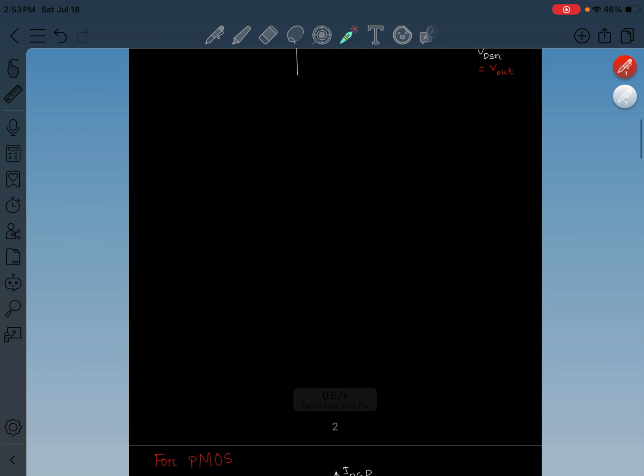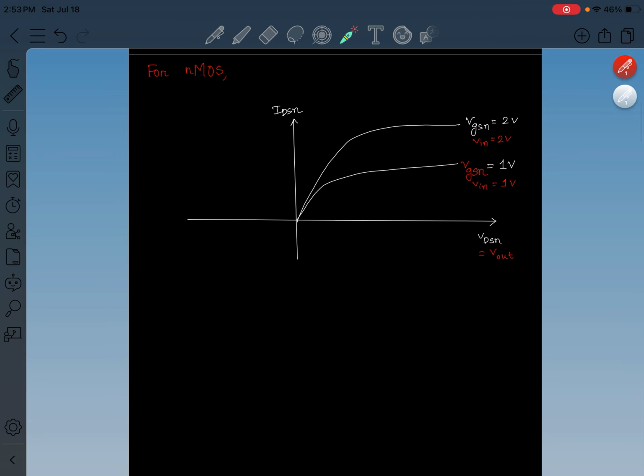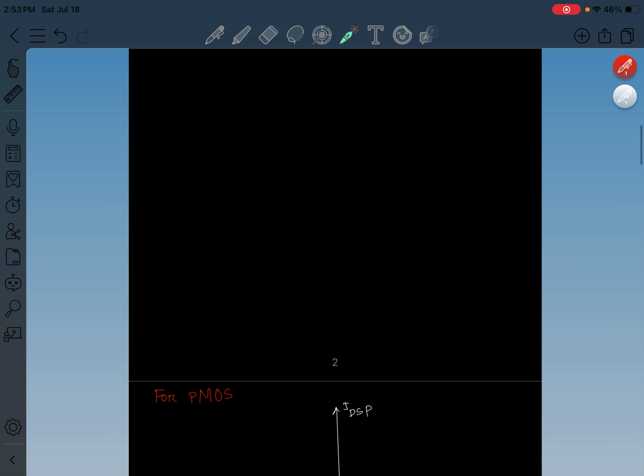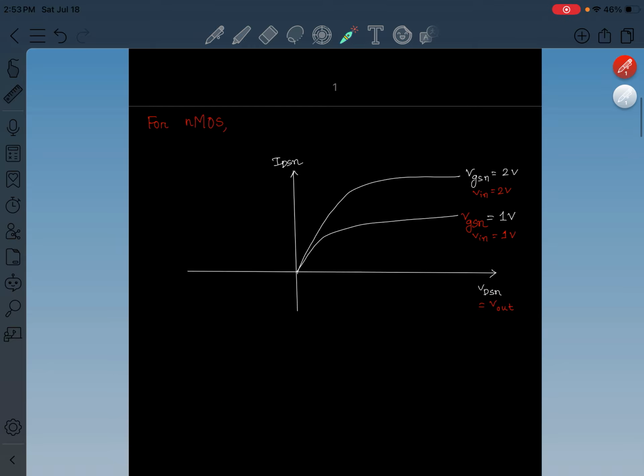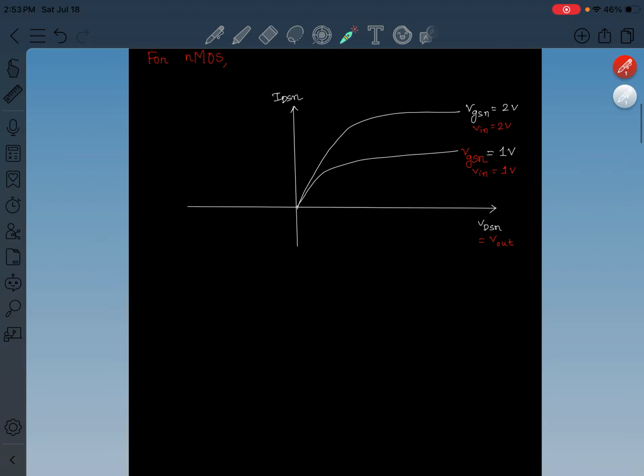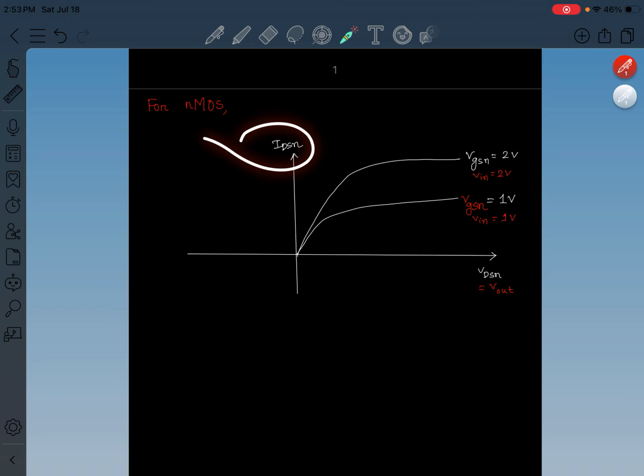Now we will try to match this axis. So here for NMOS the y-axis is IDSN, but for PMOS it is IDSP. We will try to change this axis and we will try to match IDSP with IDSN.